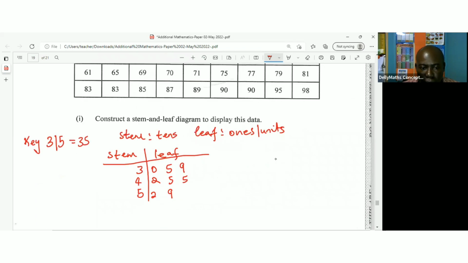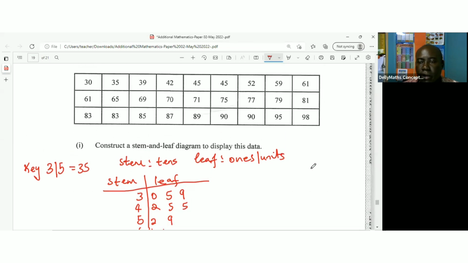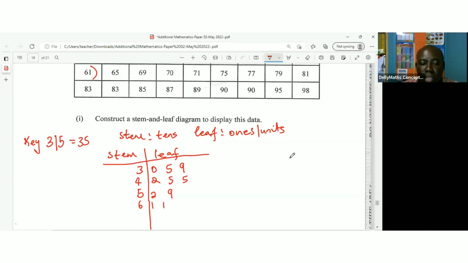So there was a, let me draw this, continue that. There was a 61. There's another 61. If you look, there are 2 61s up there. Here is the 61. That's the first one. There's the second one. So I'm seeing 2 61s. Then I have a 65. I have a 69. Then there is a 70.